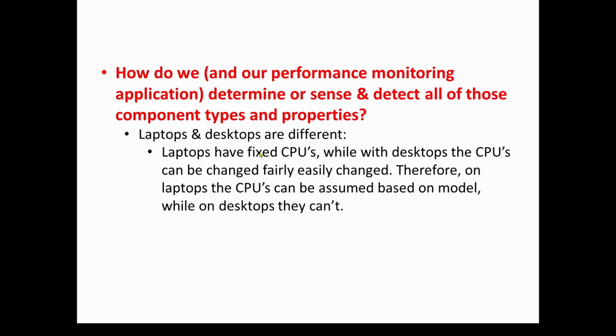For example, laptops generally have fixed CPUs that are soldered in. Generally, on a laptop, you're not going to change the CPU, while with desktops, the CPUs can be changed fairly easily. You can just lift the latch, take it out, and put in a new one. Therefore, on laptops, the CPUs can probably be assumed based on the model of the laptop, but on desktops, they can be changed. So somehow you're going to have to sense what the actual CPU is and figure out what all the properties are. Same thing with GPU.